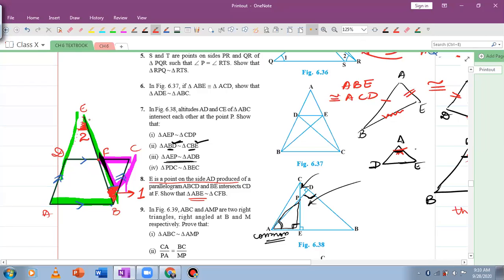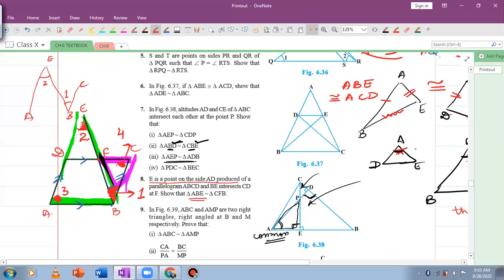Is that correct? Because AD is parallel to BC. Opposite sides of a parallelogram are parallel, and BE acts as a transversal. So angles are formed this way: 1 is formed here and 2 is formed here. So 1 and 2 will be equal alternate interior angles. Other than this, there is another pair of equal angles, which is this one and this one, 3 and 4.